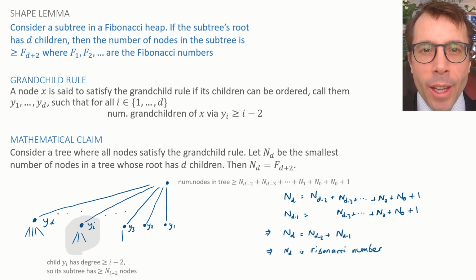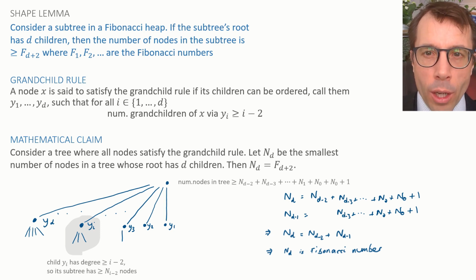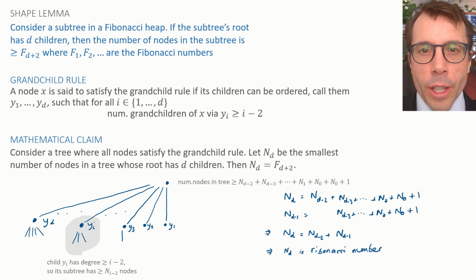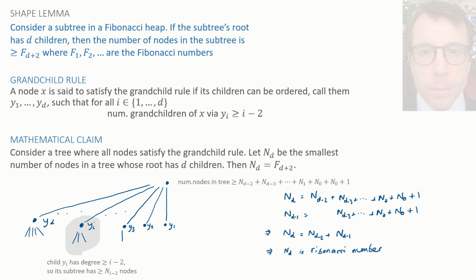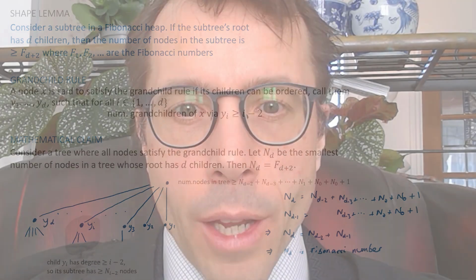Therefore, n_d is the dth Fibonacci number, or actually it might be offset. All we've derived here is the recurrence relation, not the base case. We should just work out what n_0 and n_1 are. They're 1 and 2 respectively, and that tells us the offset. It tells us that n_d is actually f_{d+2}. So, that concludes the proof of the shape theorem, and that concludes our analysis of the Fibonacci heap.